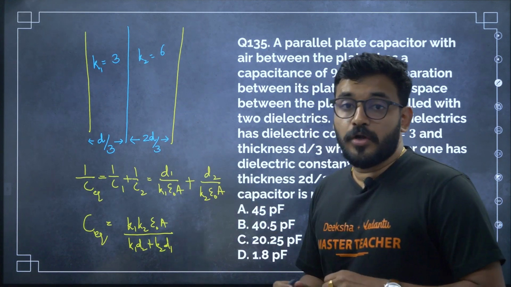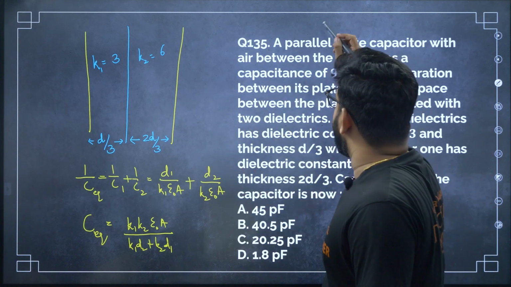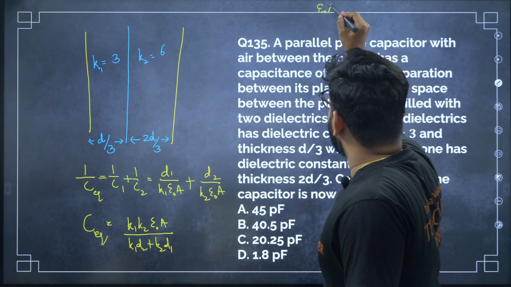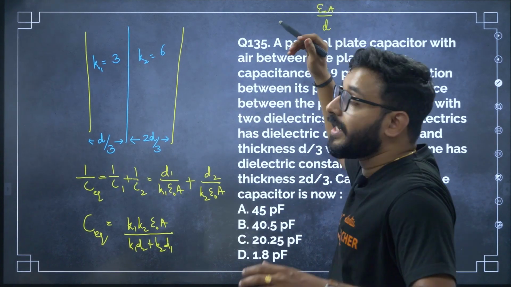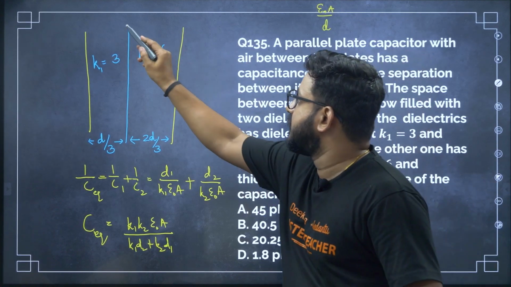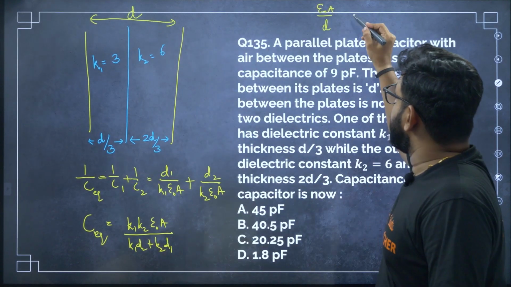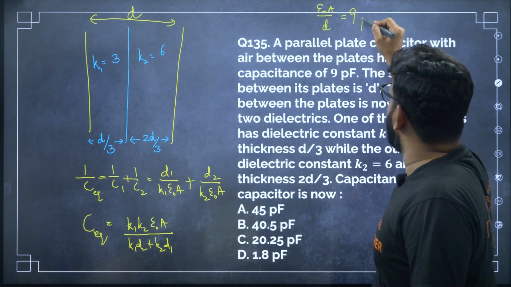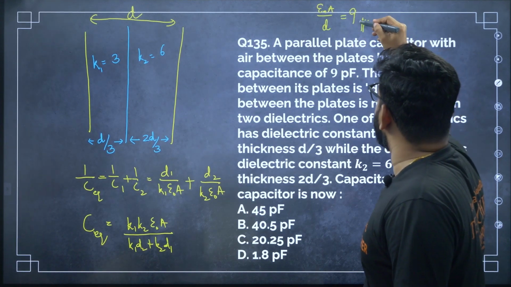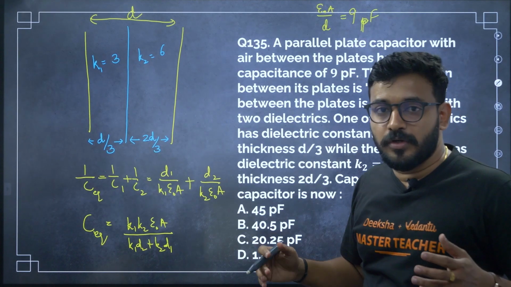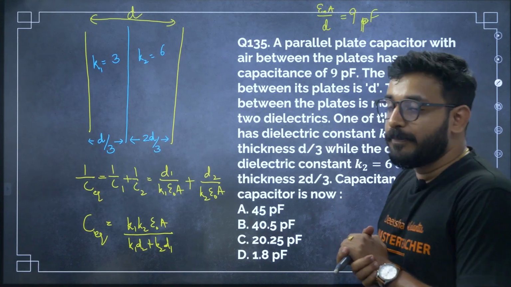Now what is epsilon naught A? Epsilon naught A is actually epsilon naught A divided by total D. Okay, the total distance D. Total distance D is equal to already 9 picofarad, sorry, 9 picofarad, which is already given. Epsilon naught A by D is equal to 9 picofarad.